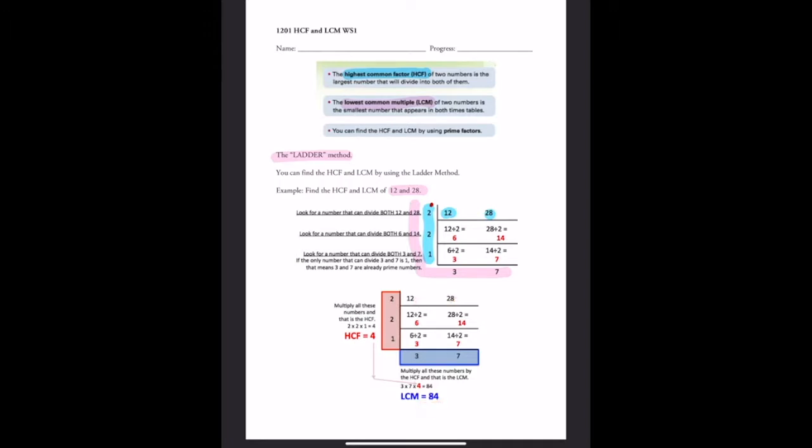Okay, so let's apply this. This is the worksheet. So let's do 12 and 16. Now, let's put in our ladder. 12 and 16 are both even numbers. So what can divide 12 and 16? 2. So 12 divided by 2 is 6, and 16 divided by 2 is 8.